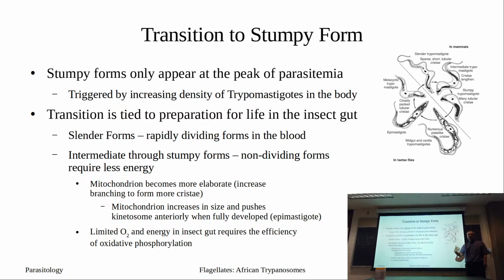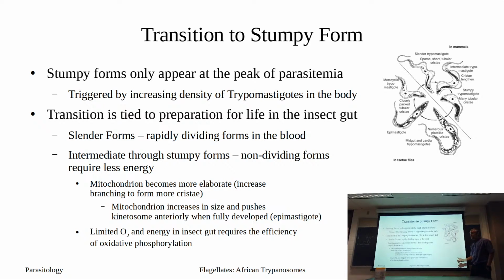What's the name of that life cycle stage? Our epimastigote. So our trypomastigote is where our kinetoplast is posterior to the nucleus. Our mitochondrion has enlarged, become so complex that it now moves the kinetoplast anterior to the nucleus, and that is what marks our new epimastigote stage.